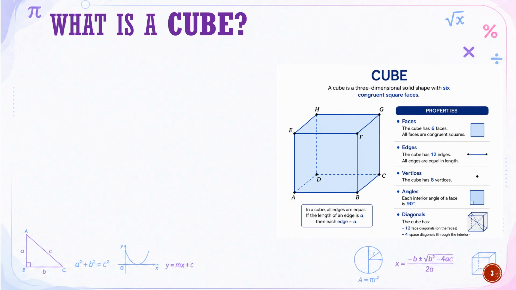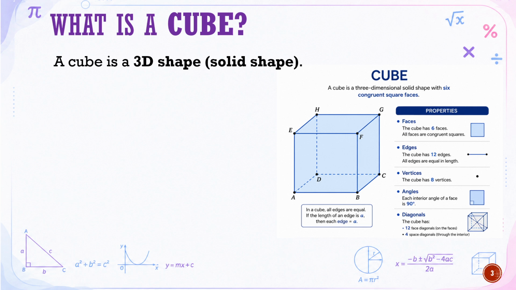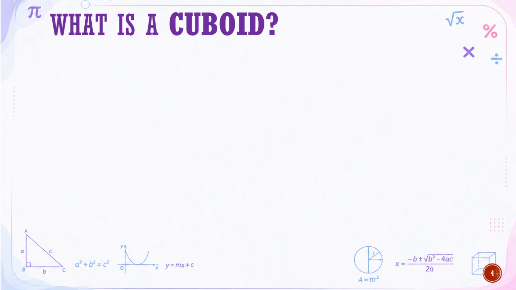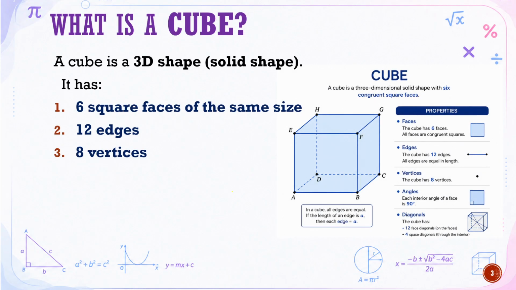Similar to all other shapes that we have learned so far, a cube is a 3D shape. It's a three-dimensional shape. It has six square faces of the same size. You can see here. And then it has 12 edges. As it's a 3D shape, you could see that there are 12 edges. It has 8 vertices. So these are basically the properties of your cube. It has 6 square faces. In a cube, all sides or all edges are of the same size. It has 6 square faces, 12 edges and 8 vertices.